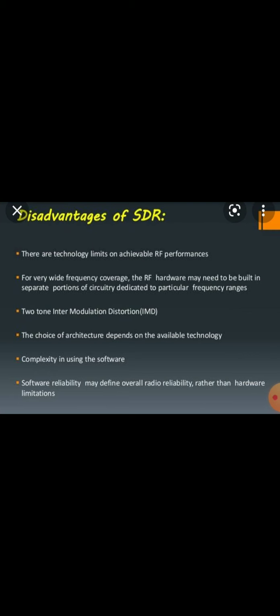What are the disadvantages of software defined radio? It limits the achievable RF performance, for example in frequency coverage. The hardware needs separate portions built for a particular frequency range. This is considered a main disadvantage.